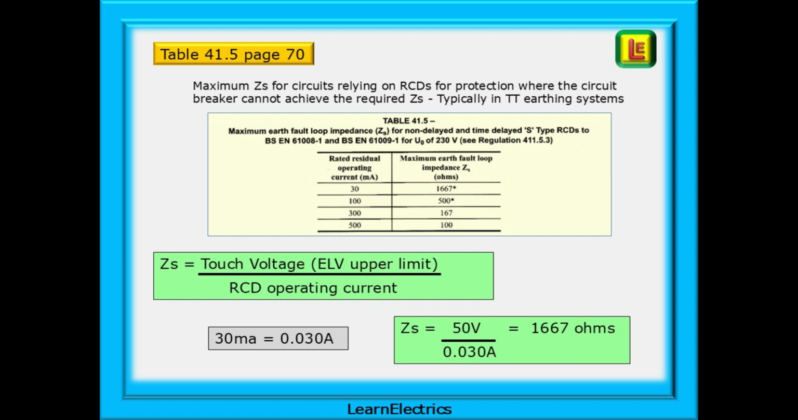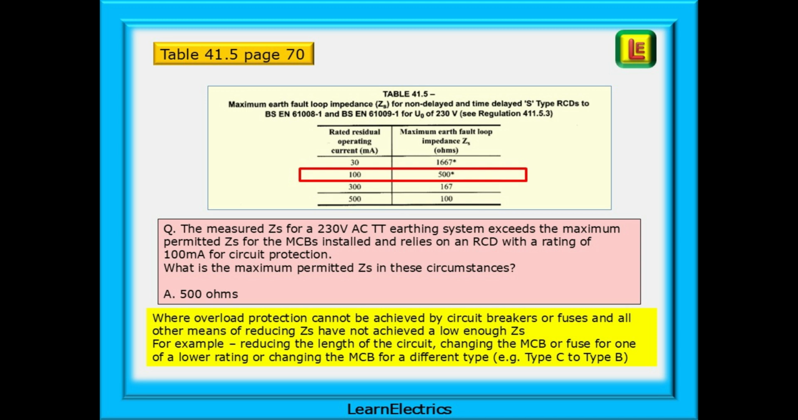If you take the touch voltage of 50 volts, which is the upper limit for AC extra low voltages, and divide it by the tripping current for a 30 mA RCD, we have 50 volts divided by 0.030 amps, which is 1667 ohms. A question for us.